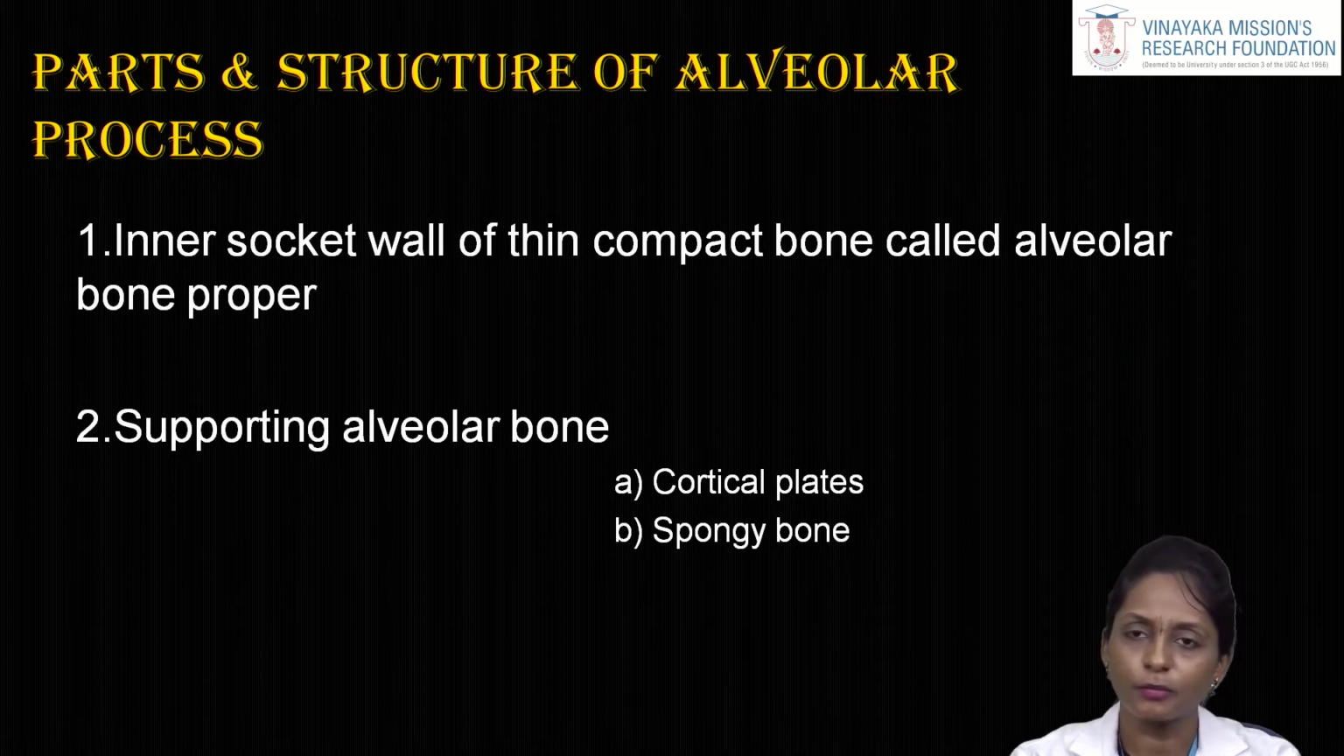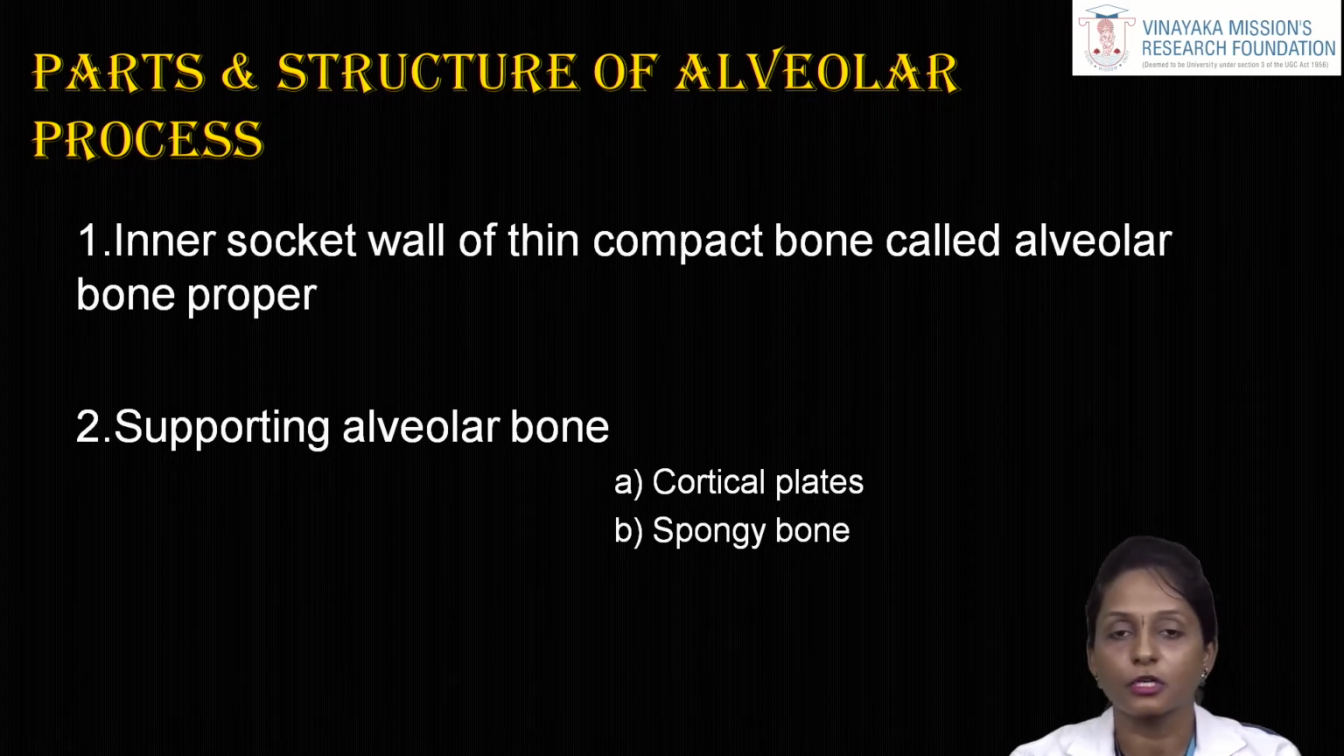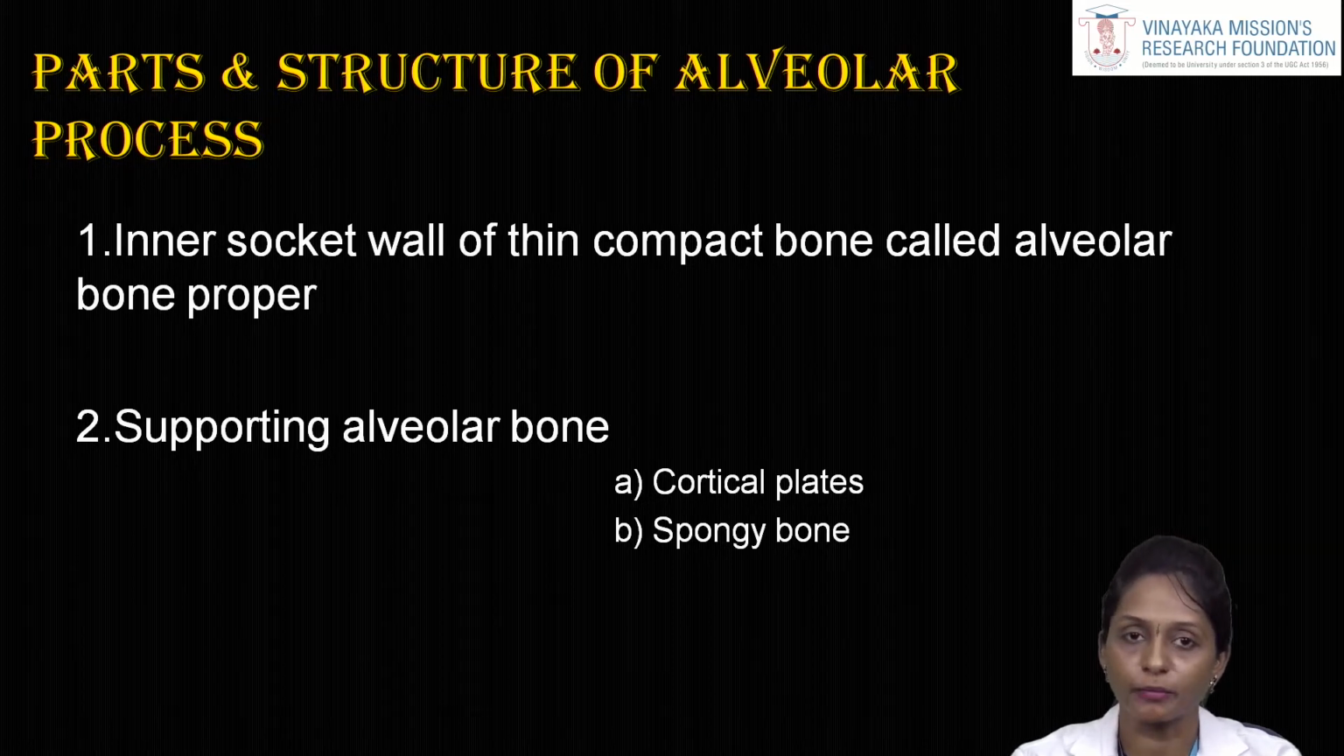So what is this alveolar bone proper? It is nothing but the inner socket wall of thin compact bone. Suppose you extract the teeth, you can see a thin wall of bone which is a compact bone. That lining is called alveolar bone proper. This supporting alveolar bone consists of cortical plates and spongy bone.